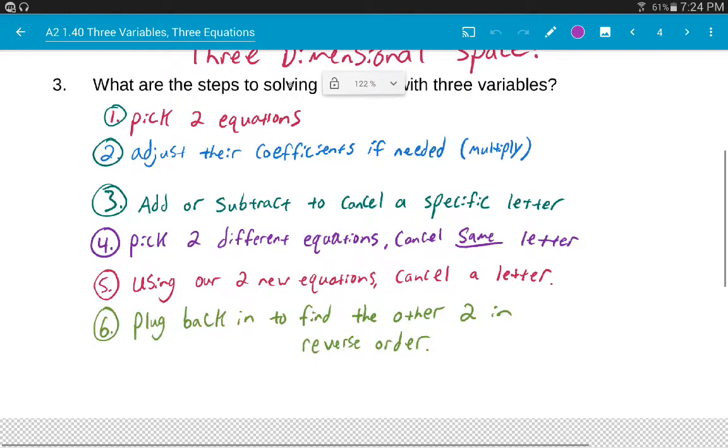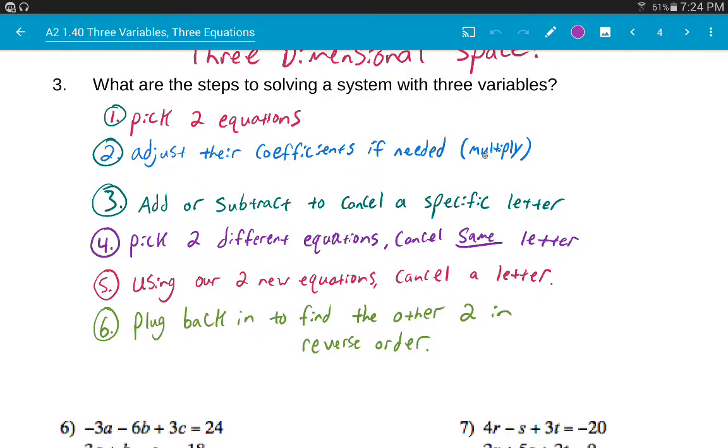We are going to pick 2 equations, adjust their coefficients if needed. We do that through multiplication. Then we'll add or subtract to cancel a specific letter. We're going to pick 2 different equations and do the same thing, canceling the same letter. So same letter, different equations.